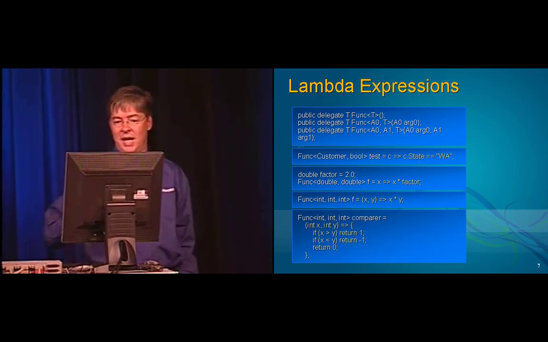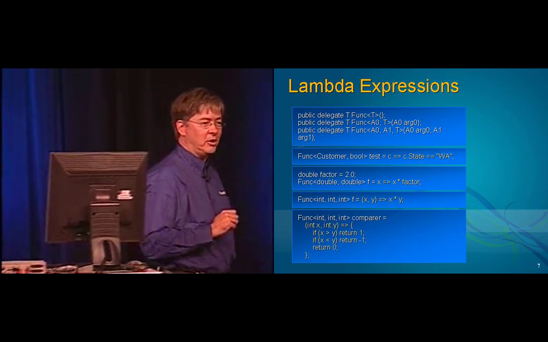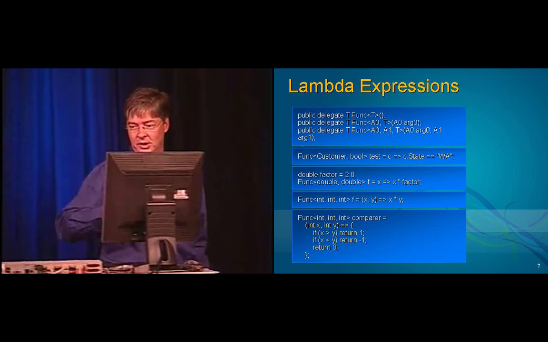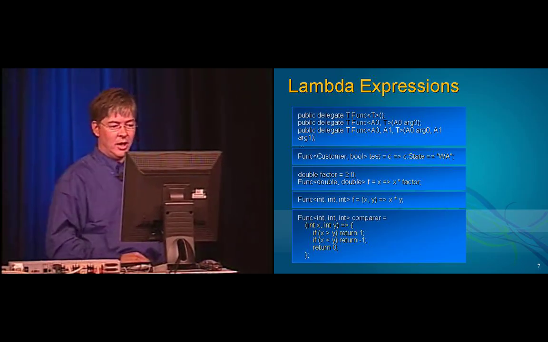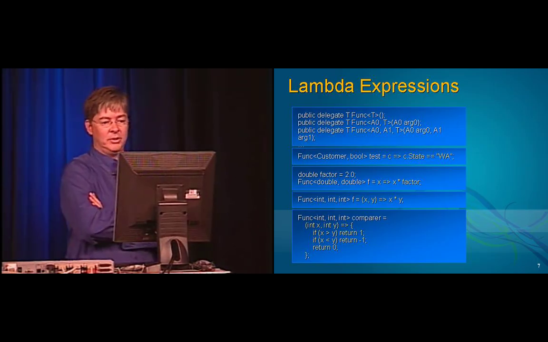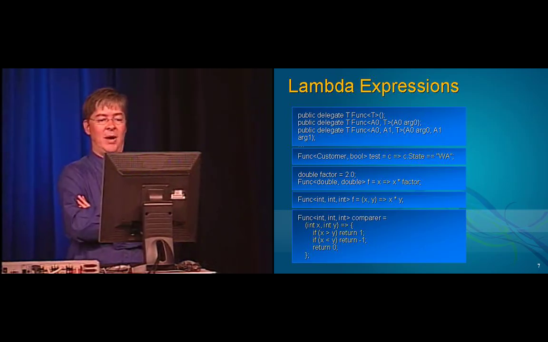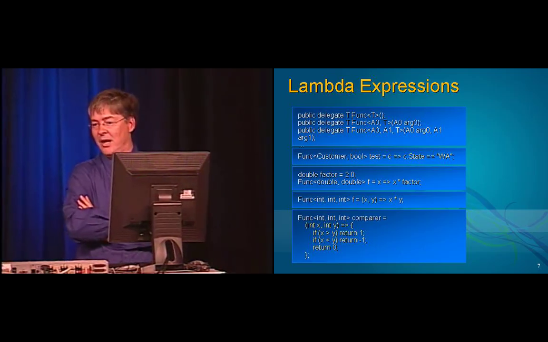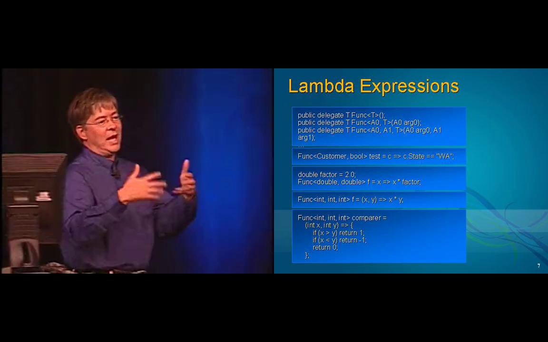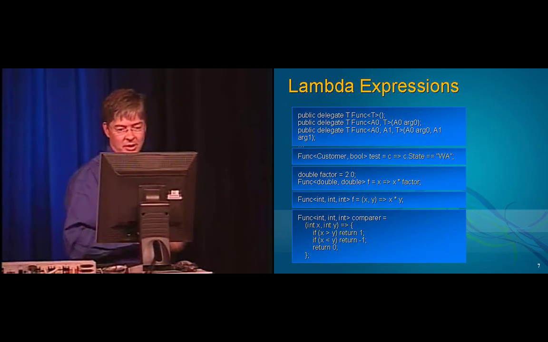I'm calling that variable test, and then I'm assigning to it a lambda expression that checks whether the customer's state property is California, or is Washington. You see the notation is fairly terse here. Here's another example of a function that takes a double and returns a double. And I can just write it inline here as a function where I'm calling the parameter x, and I'm returning x times factor. And here you see that I capture a local variable factor, and that's effectively how you get to parameterize queries if you're thinking about lambdas in query languages and so forth.